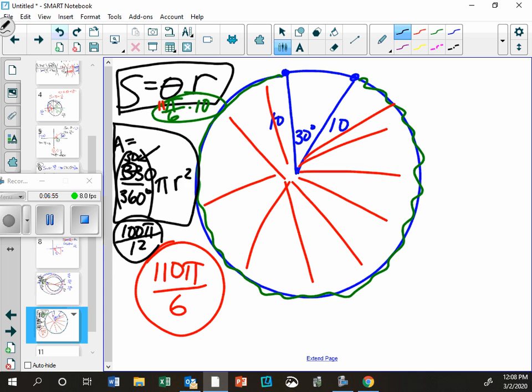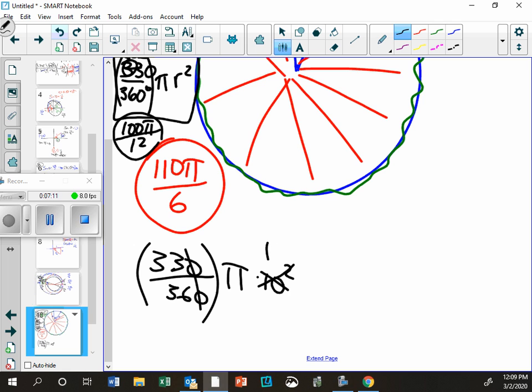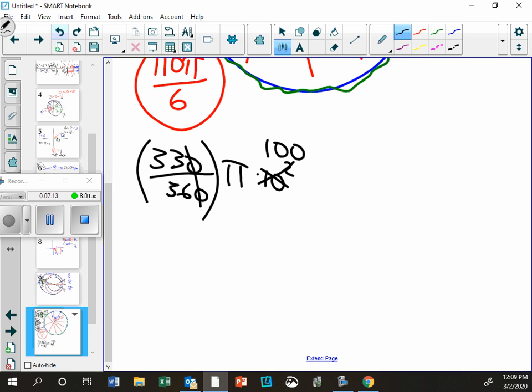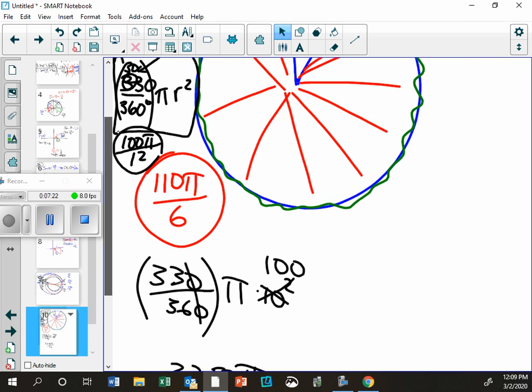I'm going to arrow down here. That's most of the circle, right? Times pi r squared, and our r is 10. So that will be 100 pi times 330 over 360. I'm going to do some canceling and make this into 100. And so then it's going to be 3,300 pi over 36. Now, any questions on that one?